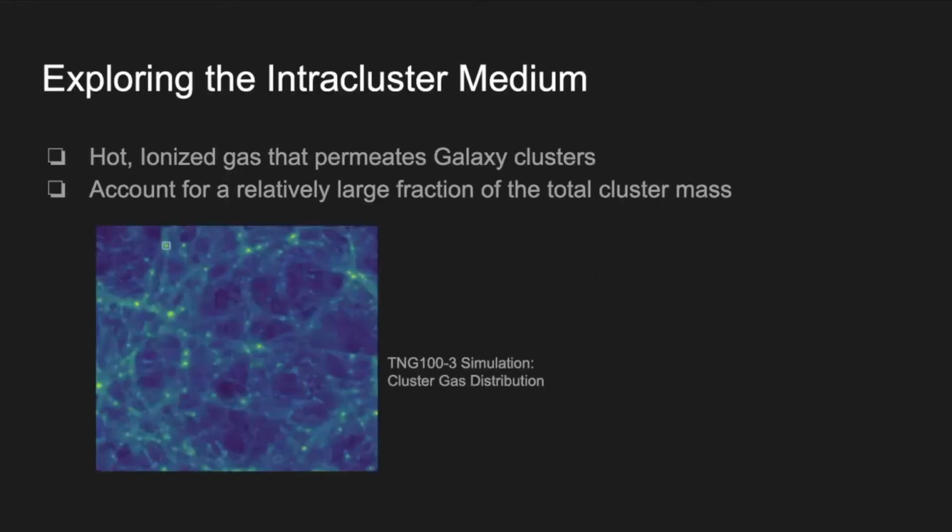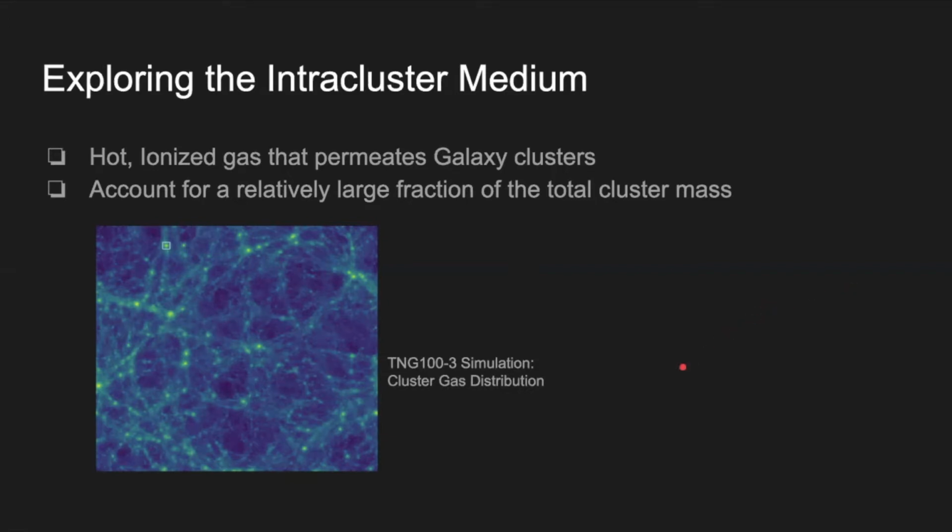Get right into it. So, exploring the intracluster media. This is a hot ionized gas that permeates the galaxy clusters, and because it takes up such a large volume of space, it actually accounts for a relatively large fraction of the total cluster mass, much greater than that of the galaxies themselves, but not quite as much as the dark matter. Nevertheless, it's really important when trying to characterize the clusters themselves and or analyze them.